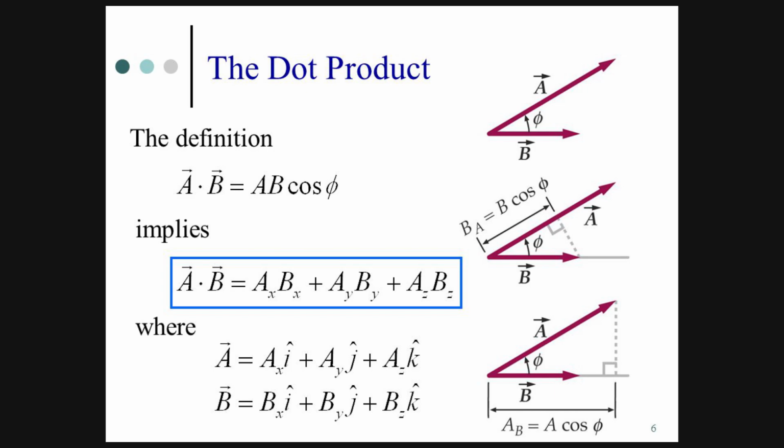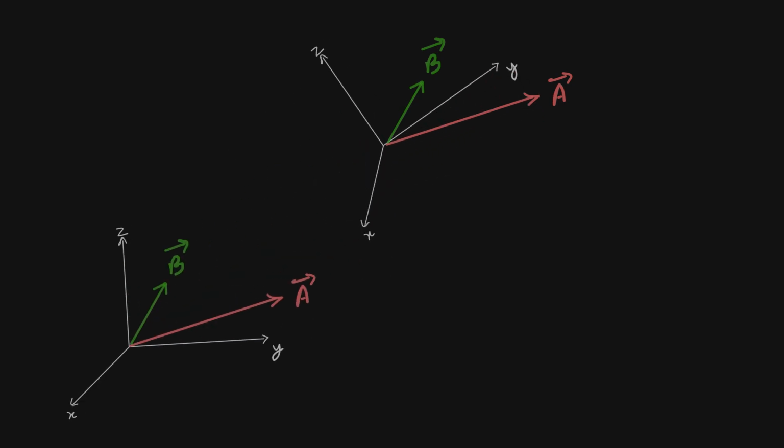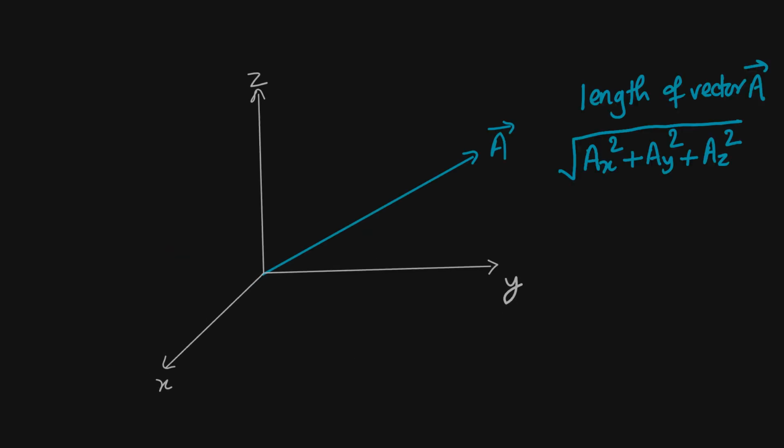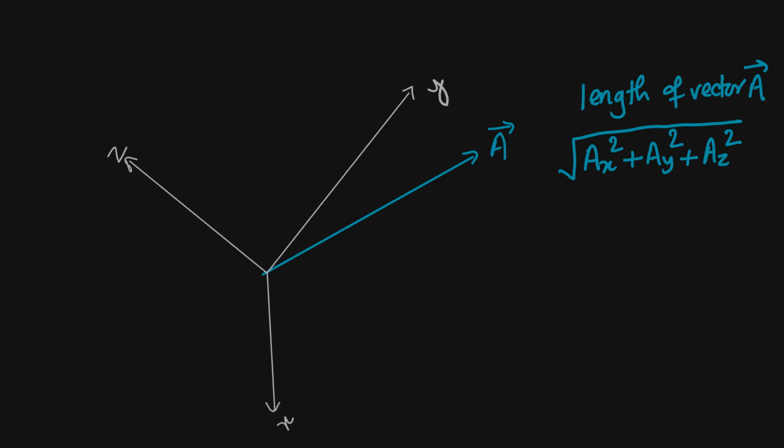Hi everyone, today I'll discuss the dot product and why the dot product of two vectors in any coordinate system will remain the same. The value of the dot product does not vary from one frame to another; it's a kind of invariant. Suppose we take any vector A, the length of this vector will be the same in any system.